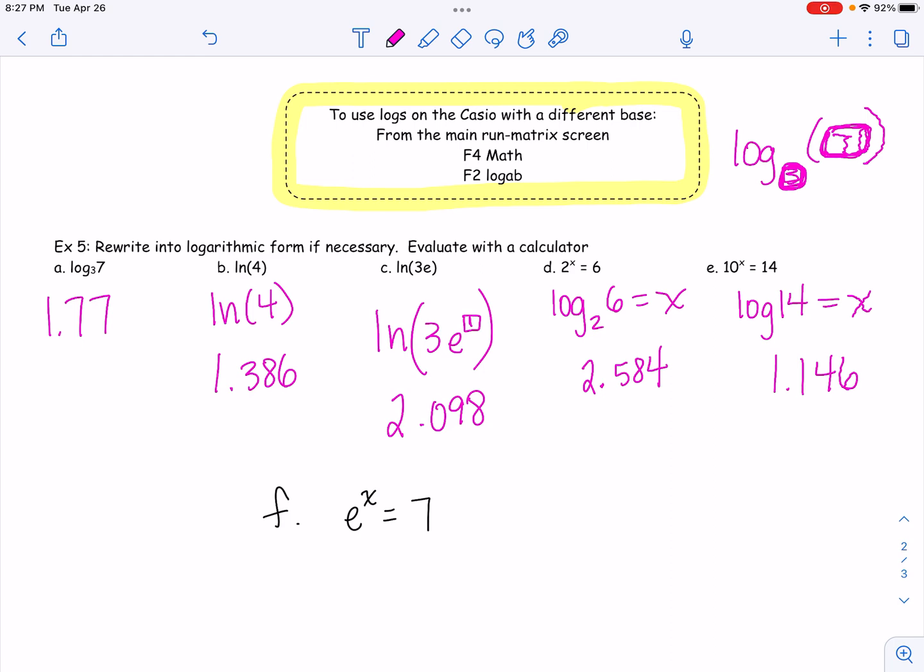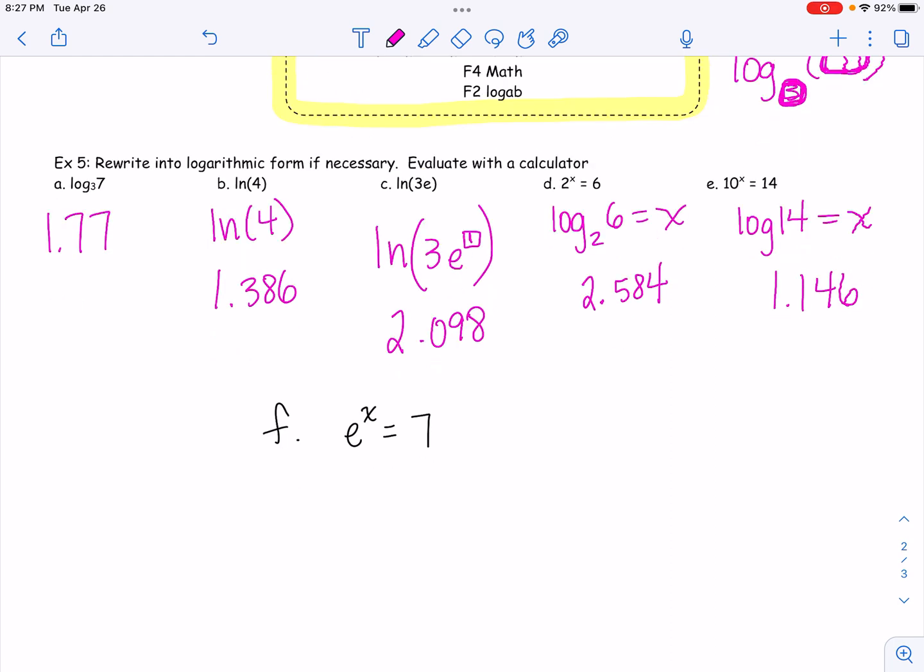Now that's the end of your notes, but I do want to add in another problem. So what if I give you something like F? If I gave you e to the x is equal to 7, I would want to rewrite that in log form in order to evaluate on the calculator. So if my base is e, I'm not going to write log base e. Remember, that's the natural log, and I'm not even going to put the natural log base e. I'm just going to put natural log of 7, hit enter, and that's going to give me about 1.945.